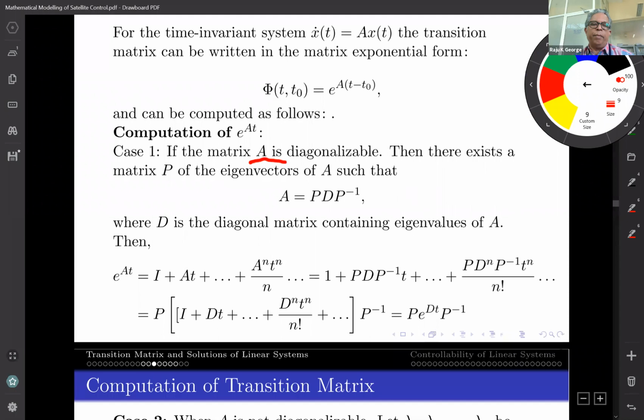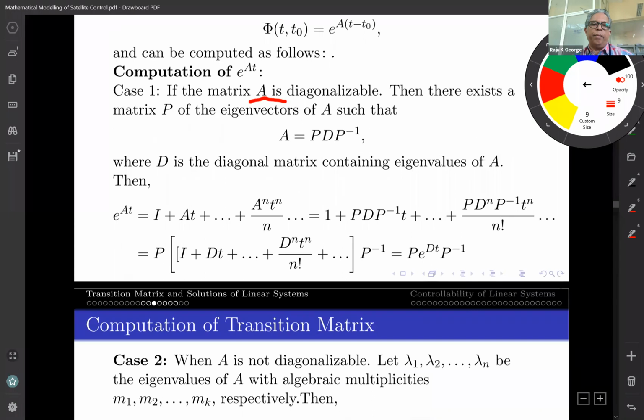e to the power AT can be written as P into e to the power Dt into P inverse, where P is a matrix coming from the eigenvectors of A. e to the power Dt, D is a diagonal matrix, so therefore e to the power Dt is just the exponential of the diagonal entries. So therefore this is clear. Computationally it is known.